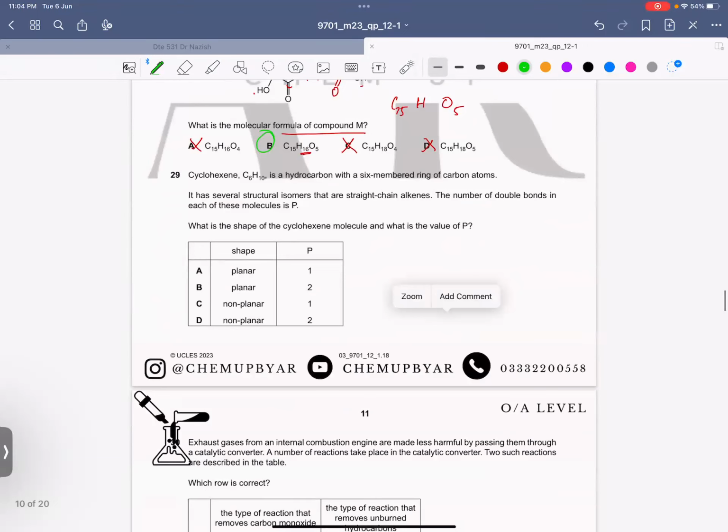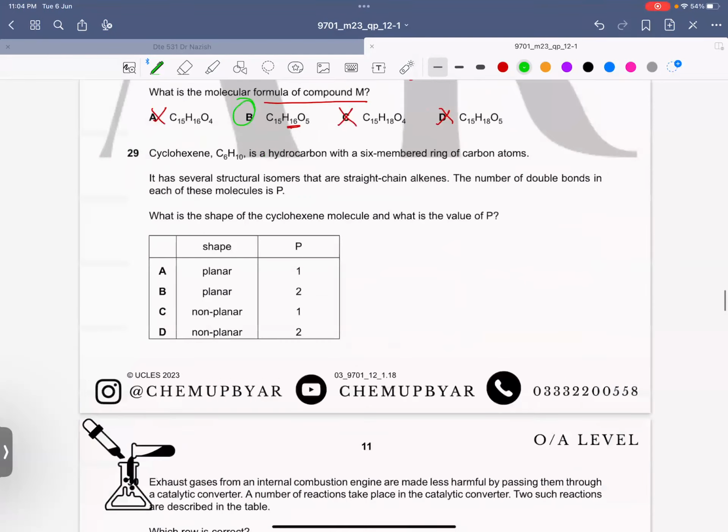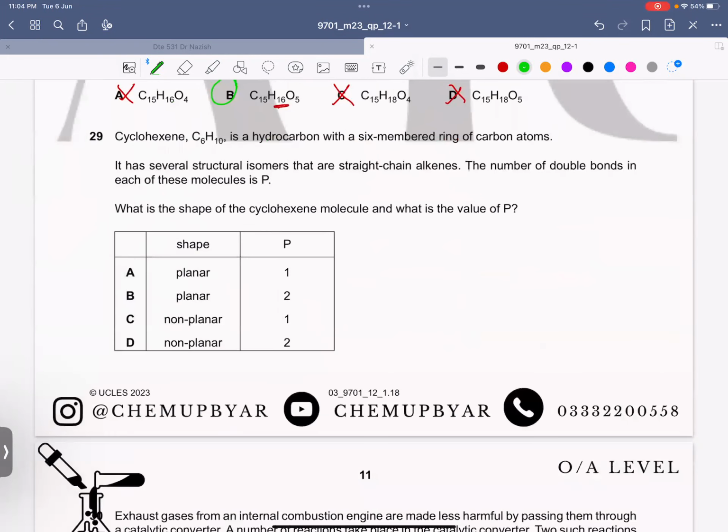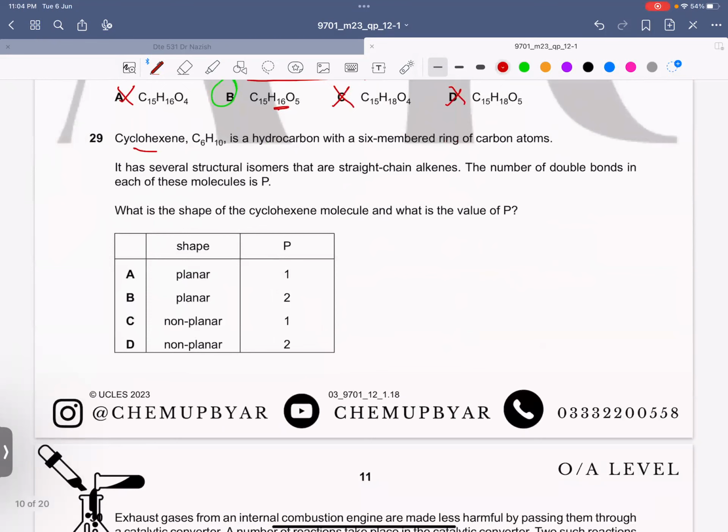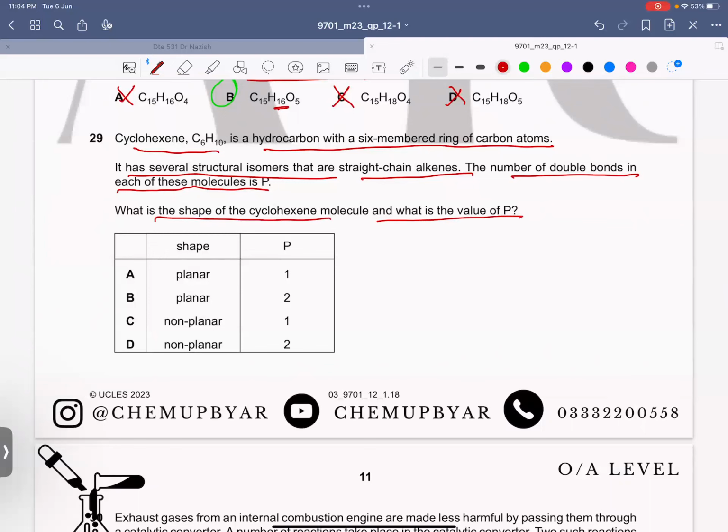Now question number 29. Cyclohexene is a hydrocarbon with a 6-membered ring of carbon atoms. It has several structural isomers that are straight chain alkenes. The number of double bonds in each of these molecules is P. What is the shape of the cyclohexene molecule and what is the value of P?